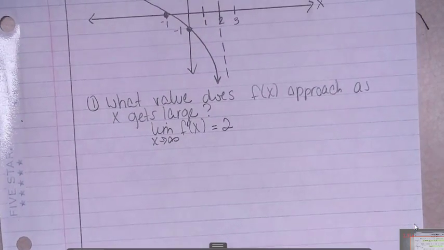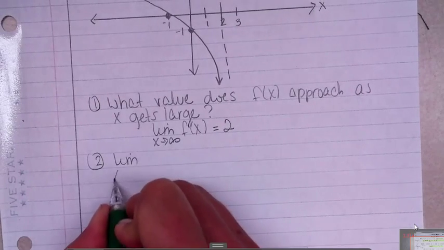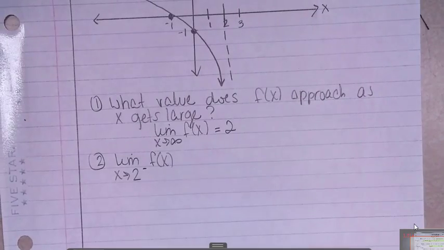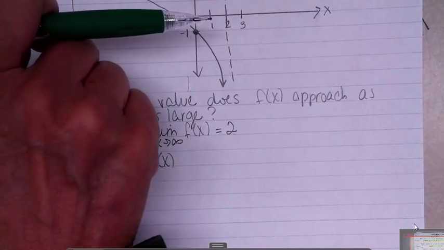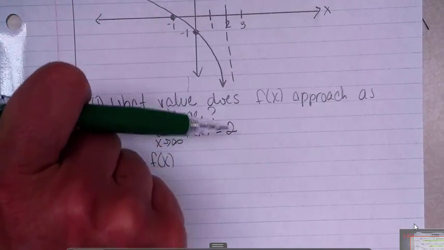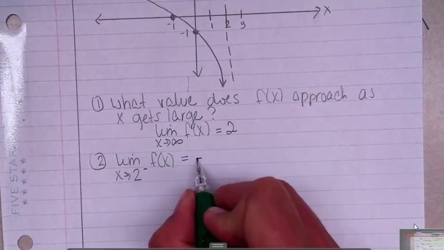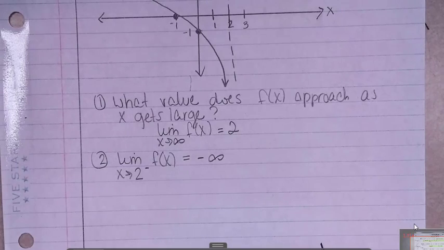All right, so let's think about this. Let's do another one. What is the limit as x approaches 2 from the left of this function? So as x approaches 2 coming in from the left, I seem to be going to -infinity, right? I'm going towards -infinity. So we write that it equals -infinity. It can't actually equal -infinity. It's just, that's the limit. Okay, it's getting really, really small, basically, is what that means.